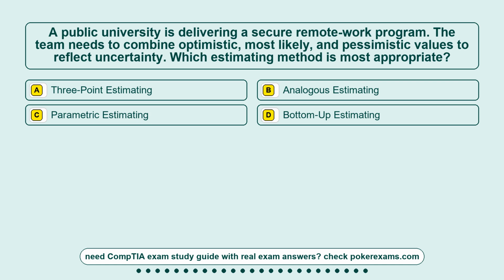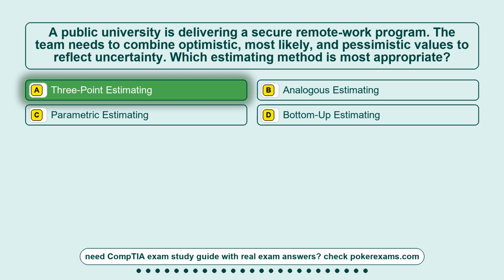Question 1. A public university is delivering a secure remote-work program. The team needs to combine optimistic, most likely, and pessimistic values to reflect uncertainty. Which estimating method is most appropriate? Option A. 3-point estimating. Option B. Analogous estimating. Option C. Parametric estimating. Option D. Bottom-up estimating. The correct answer is option A.